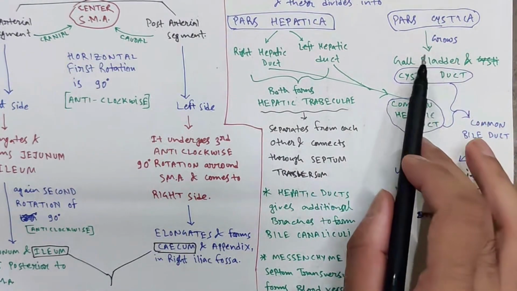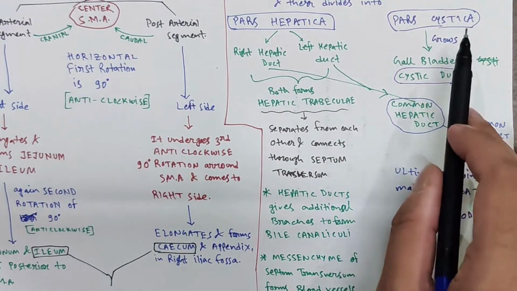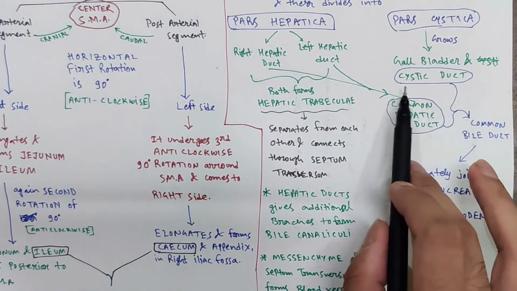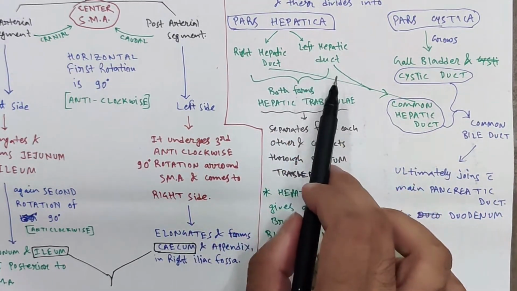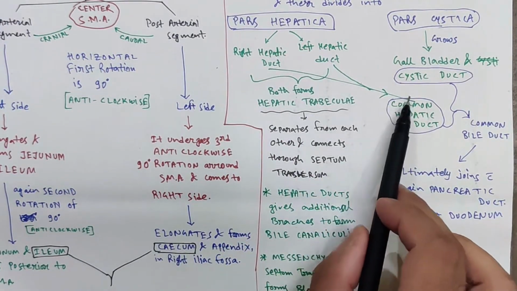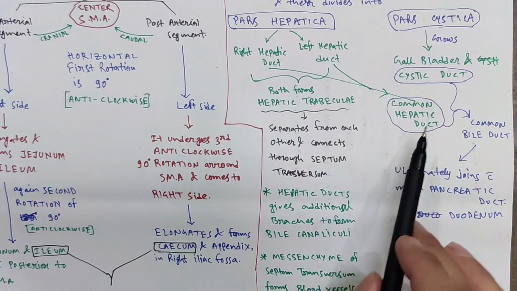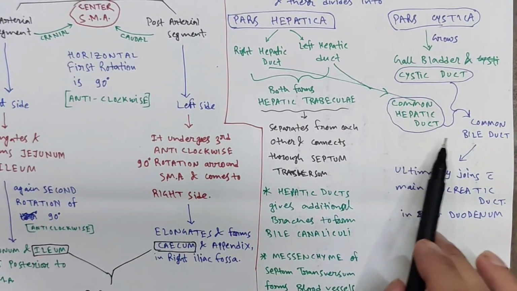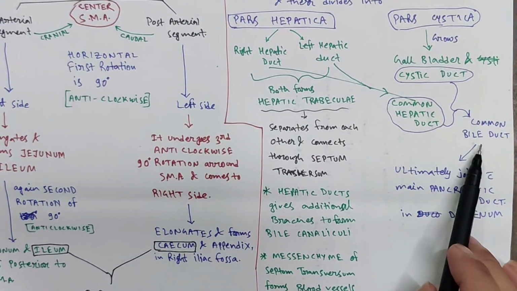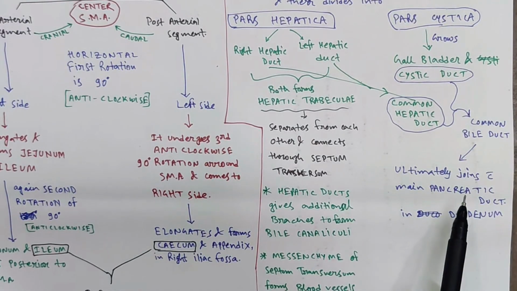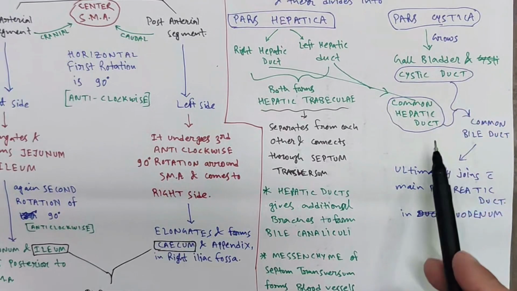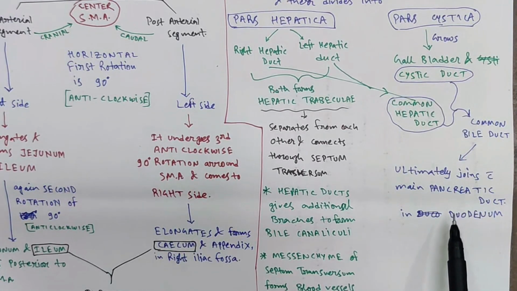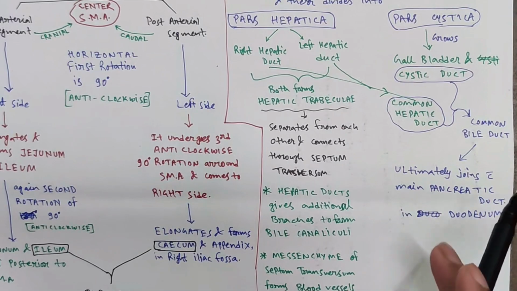Now coming back to pars cystica, it grows and forms the gallbladder and cystic duct. Now try to understand, the right hepatic duct and left hepatic duct combine together to form the common hepatic duct. The cystic duct and common hepatic duct merge together to form the common bile duct. This common bile duct ultimately joins with the main pancreatic duct in the duodenum. The gallbladder, cystic duct, common hepatic duct, common bile duct and pancreas, everything I talked about in my earlier anatomy videos, you can check those.